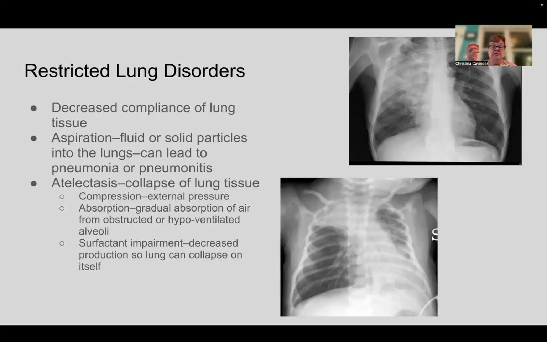So if you can't get air into an alveoli, say you have an infection and you have a bunch of mucus there, and you take a big breath, you can push through that mucus, but then you can't exhale it back out. So sometimes it'll get stuck in there, or sometimes you can't even push through, and that causes atelectasis. Or surfactant impairment. Because of some disease process, you don't make surfactant, and therefore the lungs will collapse down on themselves.